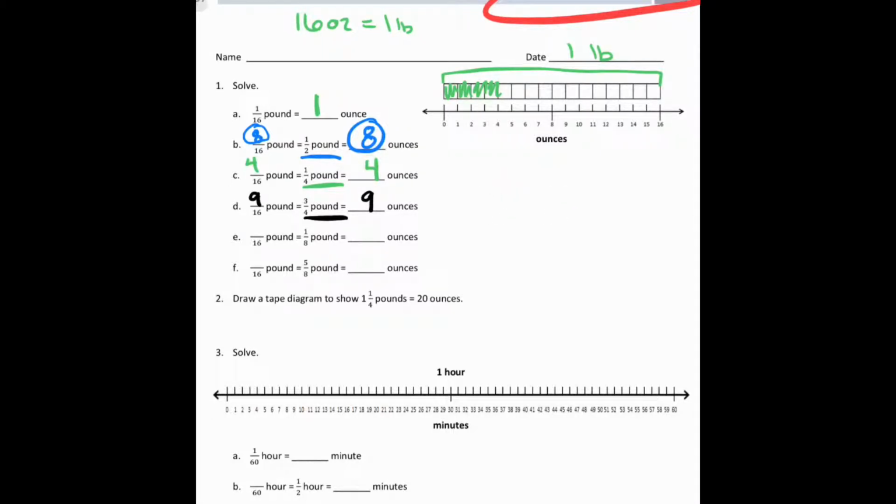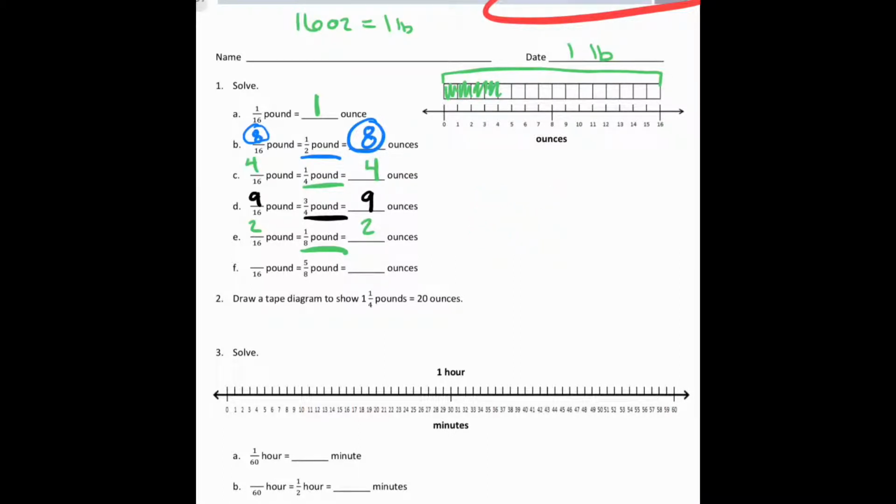Alright, let's look at E. We have 1/8 of a pound, so I'm going to say 1/8 is equal to how many 16ths? Well, 8 times 2 gives you 16 in the denominator, so if I multiply the numerator by 2, I get 2/16, which is 2 ounces. So 1/8 of a pound is 2 ounces.